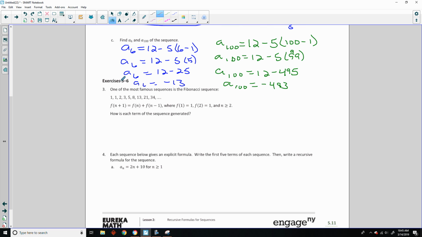Exercise 3.6. Now it's your turn to try it. Pause the video, see how you did, then come back and we'll check.